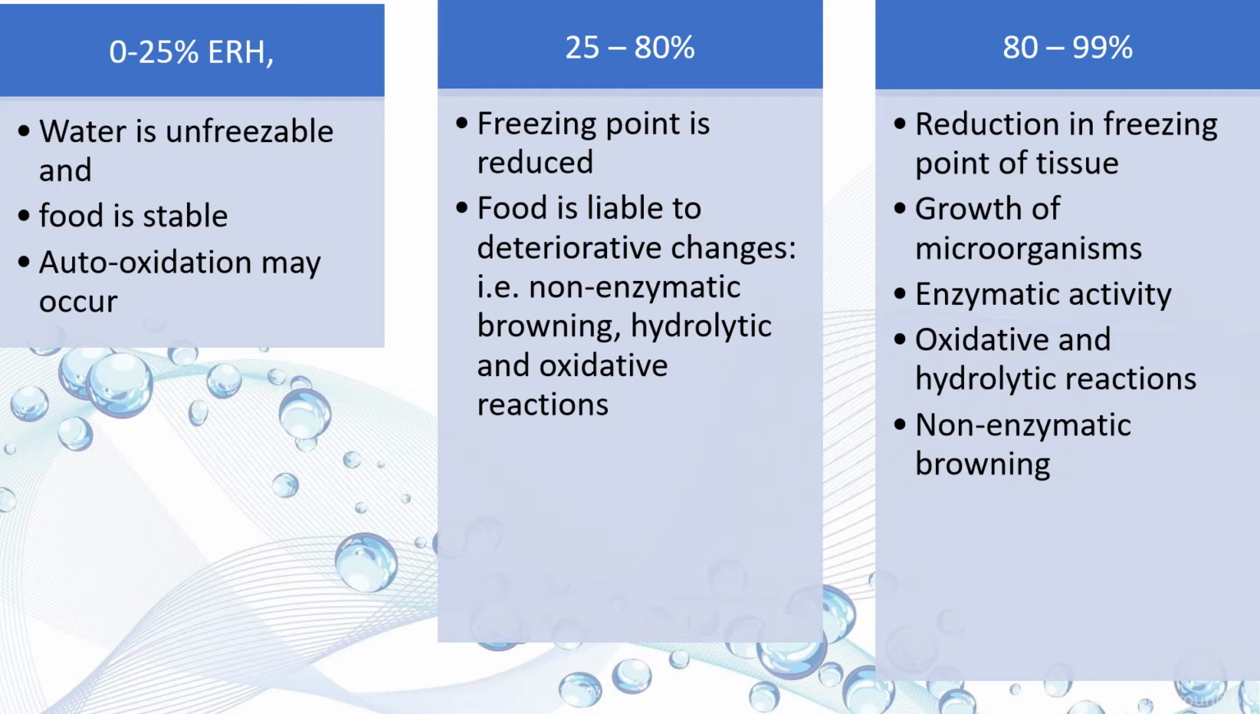But if the ERH is between 25 to 80%, the freezing point is further reduced, but food is liable to deteriorative changes. That is, non-enzymatic browning can occur, and hydrolytic and oxidative reactions can also take place. If the ERH is between 80 to 99%, there is a further decrease in the freezing point, and microorganisms can grow, enzymatic activity can take place, oxidative and hydrolytic reactions can occur, and non-enzymatic browning can take place. So we can say that there is a pattern. The higher the ERH, the more the food is liable to spoilage and deteriorative changes.